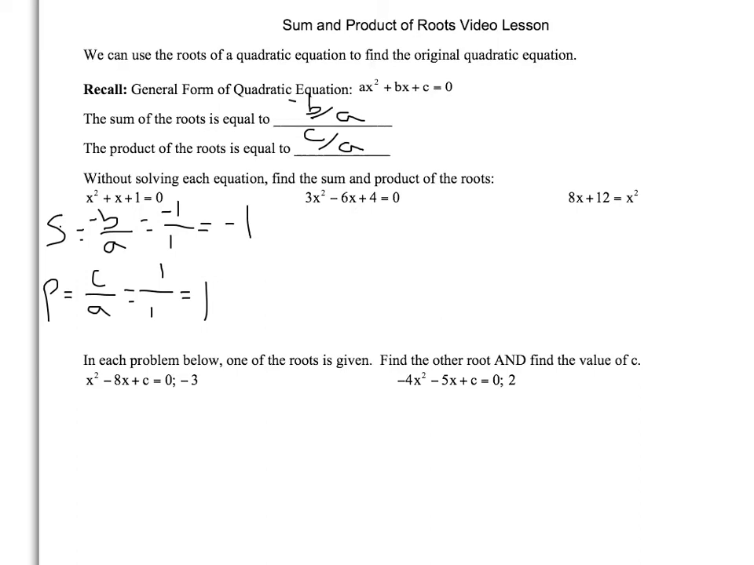Same idea here. Sum is going to be negative b over a, so 6 over 3, which is 2. The product is going to be c over a, so it's going to be 4 over 3, which doesn't reduce.